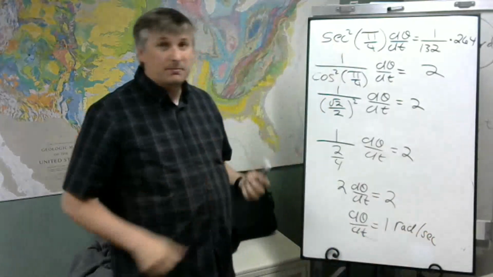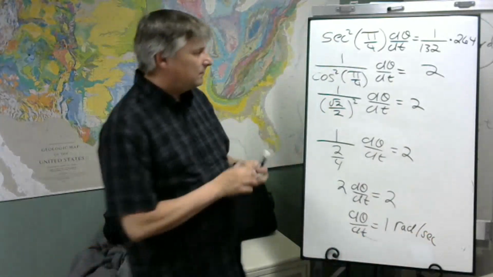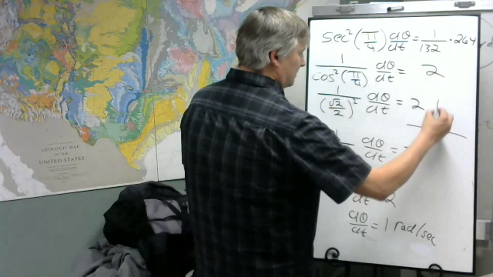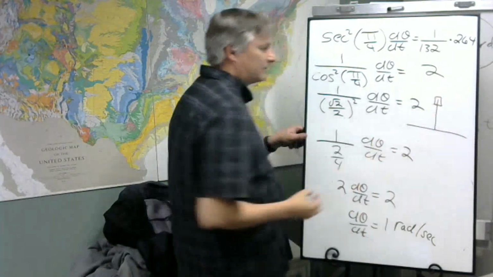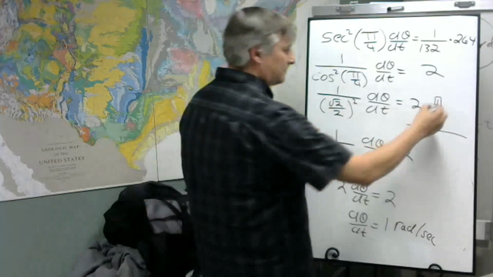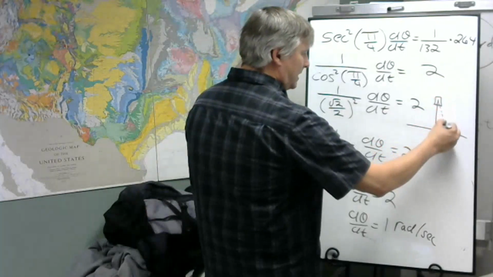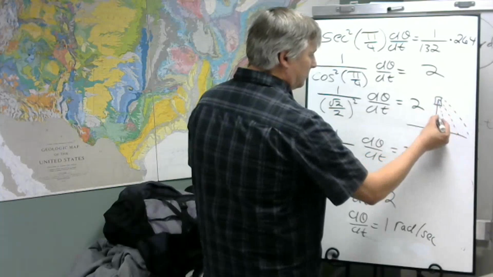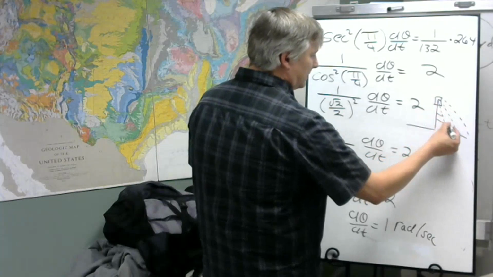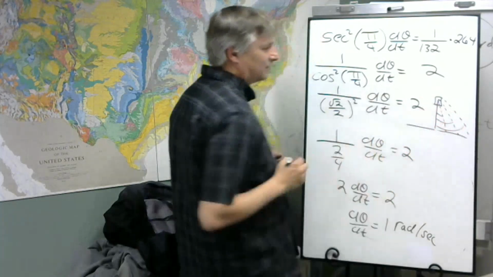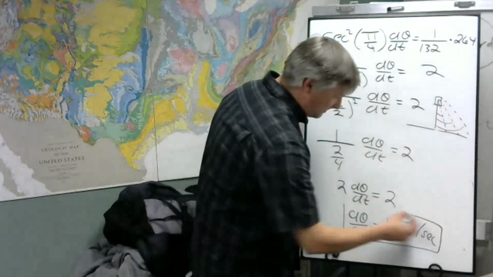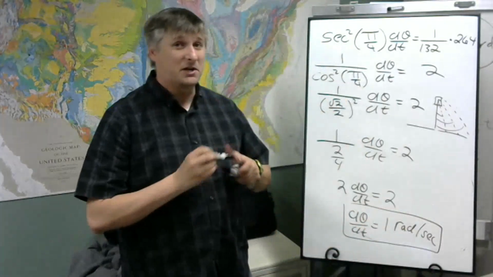And the reason it's going to be positive, if we think about this, your camera's here, you have 0 degrees. Your camera's watching the car go by. This angle is always getting bigger. So that means there's a positive increase, a positive rate of change.